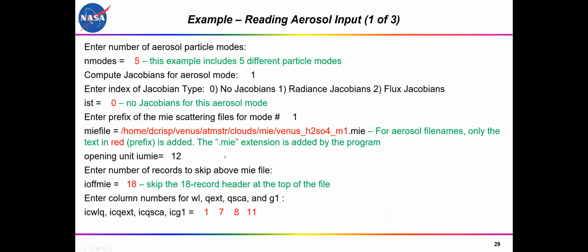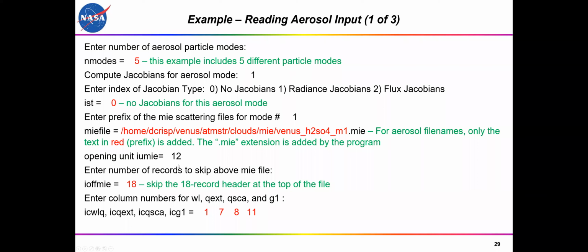Okay, so this is what the input looks like. I'm going to have 5 particle modes. For the first particle mode, I'm not going to ask for Jacobians. The file name with the path that it needs is this path right here. Notice a nice long path. It's a Venus file, in my atmospheric structure, my cloud, my Mie subdirectory. It's called Venus_H2SO4, so it must be an H2SO4 file, and _M1, it must be mode 1, which is the haze particles. The file actually has the name .MIE, but I'm not going to give it that. I'm just going to give it this information, and it's going to append the .MIE to that. And then it'll echo that back to me to tell me that's what it did.